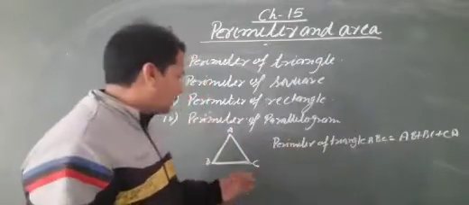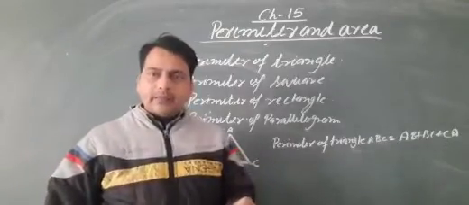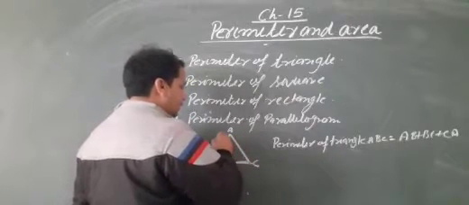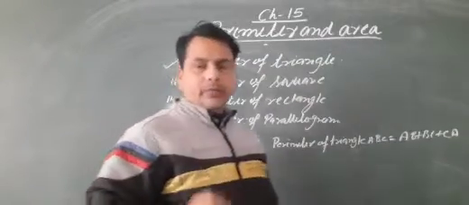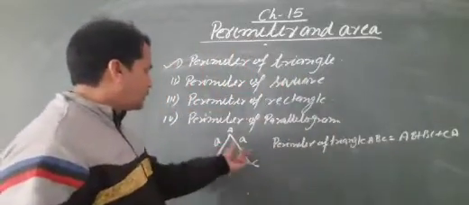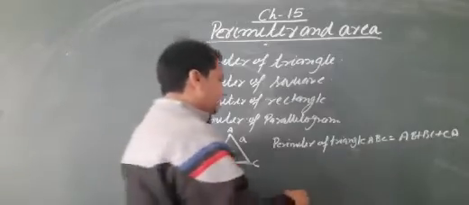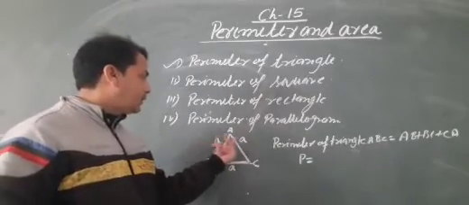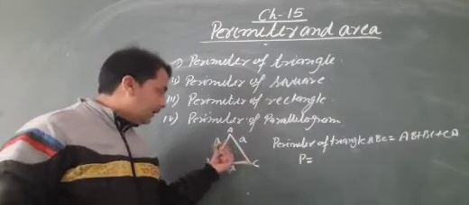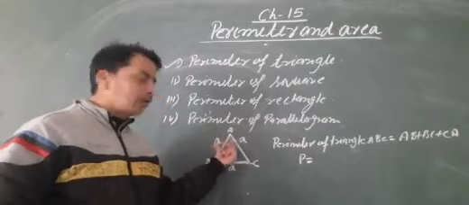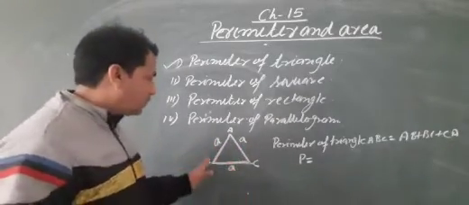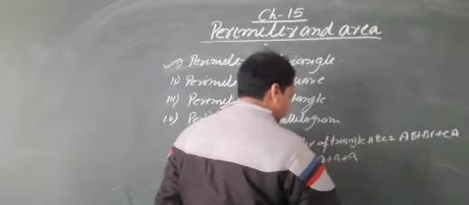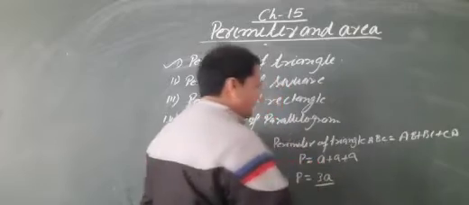Now suppose the triangle has all sides equal, that is, an equilateral triangle is given. Suppose the side of the equilateral triangle is A. Let triangle ABC be an equilateral triangle, then AB equals AC equals BC. The perimeter is the sum of all sides: AB plus BC plus CA, which is A plus A plus A. Then the perimeter of an equilateral triangle is 3A units.